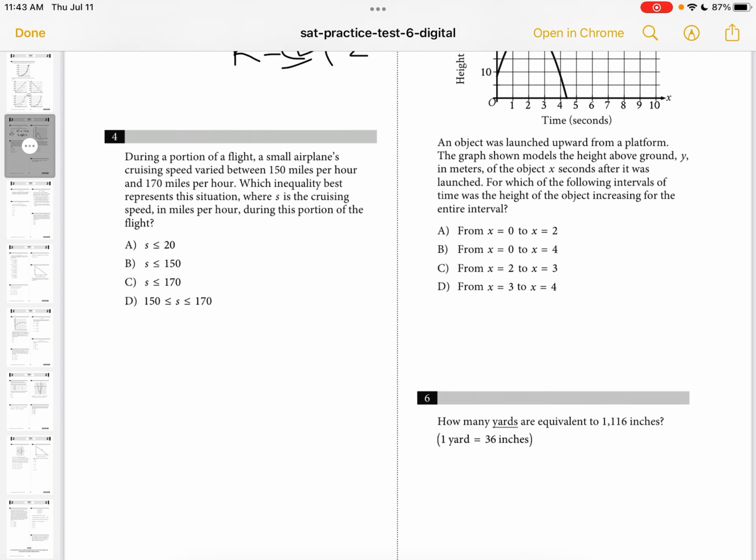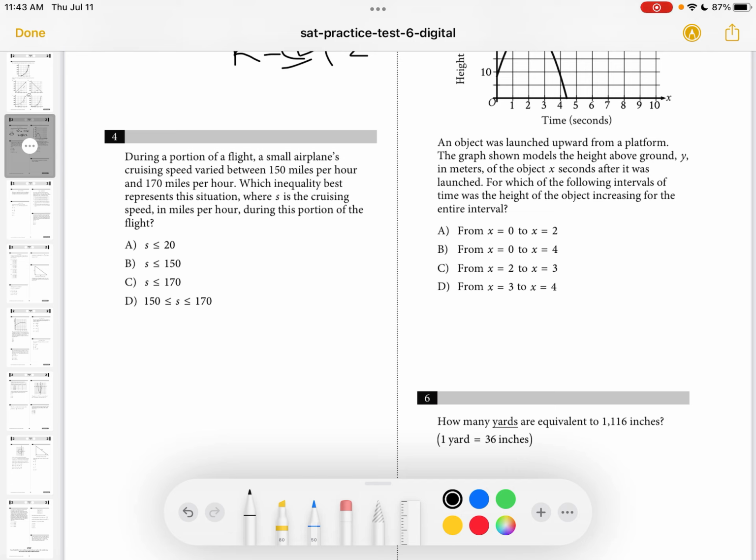Number 4. During a portion of a flight, a small airplane's cruising speed varied between 150 and 170 miles per hour. Which inequality best represents the situation where s is the cruising speed in miles per hour during this portion of the flight? So s is sandwiched between these two values. So s is between 150 and 170. That's how you'd write that, and that's option D.